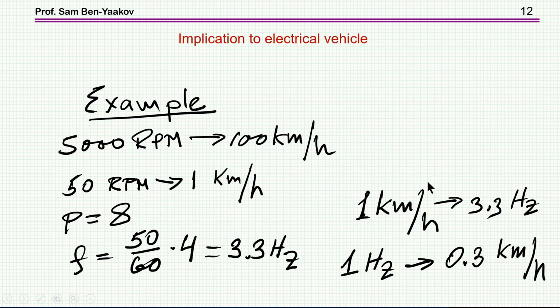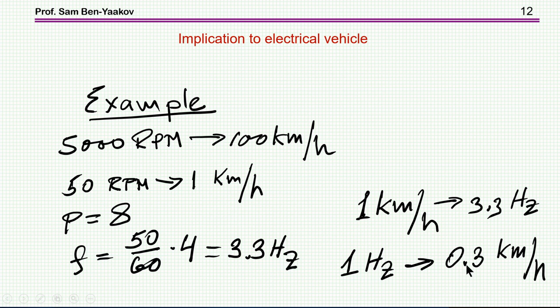So let's just take an example just to get a feeling where we are at. Suppose we have a motor which is running a vehicle, could be a personal mobility or electrical car, and let's assume that at 5,000 RPM, the speed of the vehicle is 100 kilometers per hour. Okay, this would mean that 50 RPM is 1 kilometer per hour, and if we assume a number of poles 8, then we find out that the frequency for 1 kilometer per hour is 3.3 hertz, fairly low. And 1 hertz corresponds to 0.3 kilometer per hour.